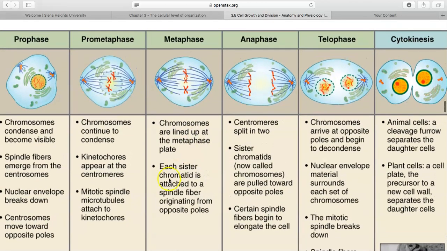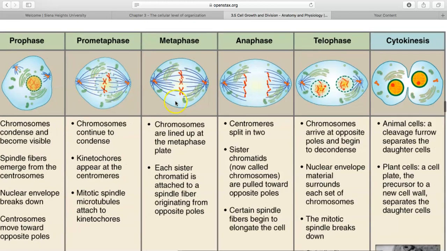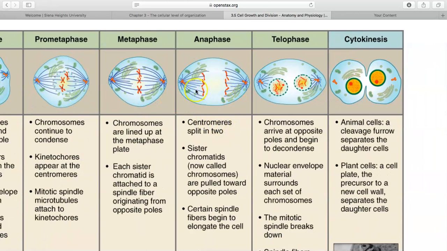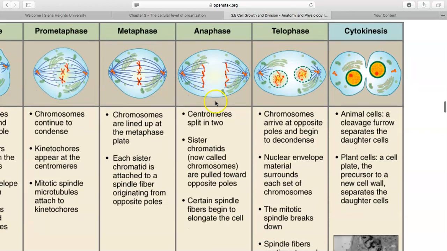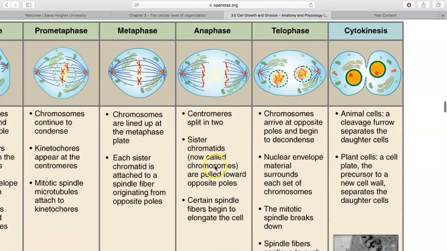And we'll see that each sister chromatid is attached to a spindle fiber that originates from opposite poles. So the kinetochores are where the microtubules will attach. They'll attach to each one of the sister chromatids, and they'll pull them apart at anaphase. The centromeres will split. You'll get one copy going to the left, one copy going to the right. Sister chromatids are now called chromosomes because they've been separated.